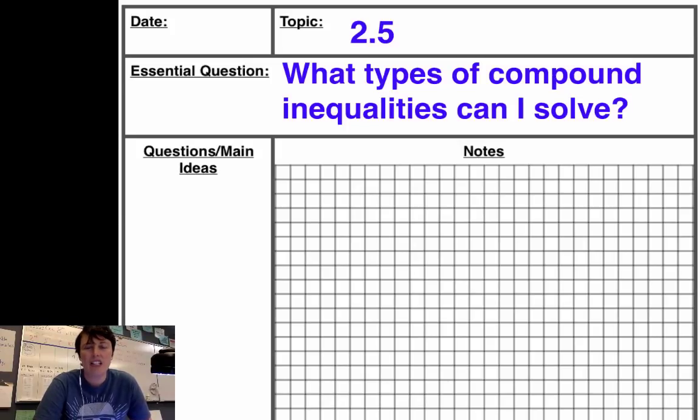Hey guys, we are going to do another video on what a compound inequality is and just kind of practicing some of our skills, trying to increase that skill level. So today's essential question to write in your notebook is, what types of compound inequalities can I solve? And our topic is 2.5.